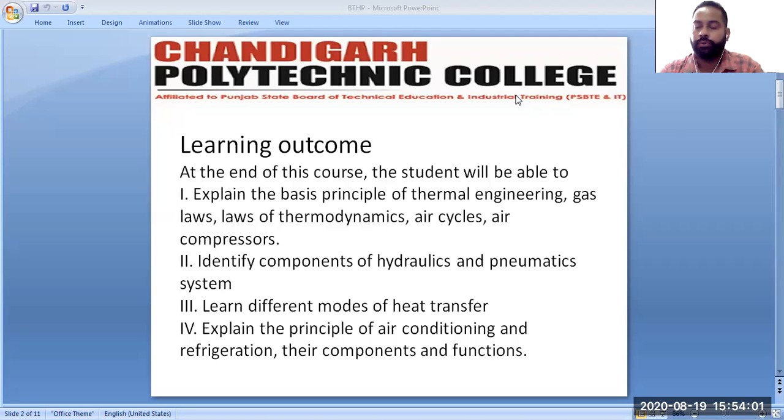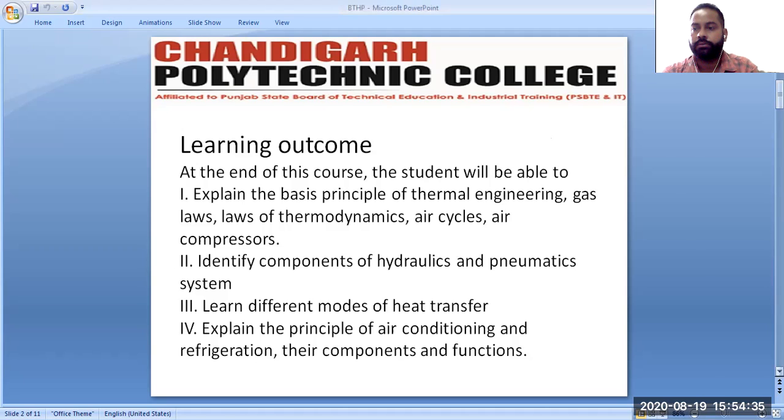At the end of this course, the student will be able to explain the basic principles of thermal engineering, gas laws, laws of thermodynamics, air cycles, and air compressors. They will also identify components of hydraulic and pneumatic systems. They will also learn different modes of heat transfer like conduction, convection, and radiation. They will also explain the principle of air conditioning and refrigeration, their components and functions.